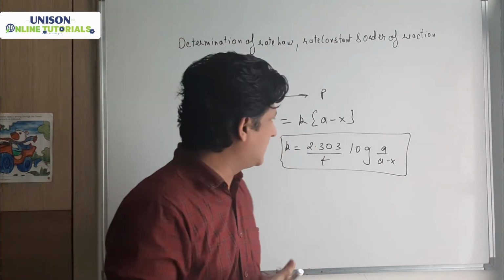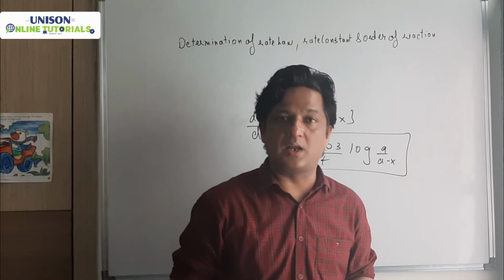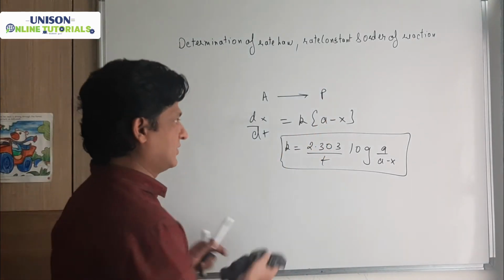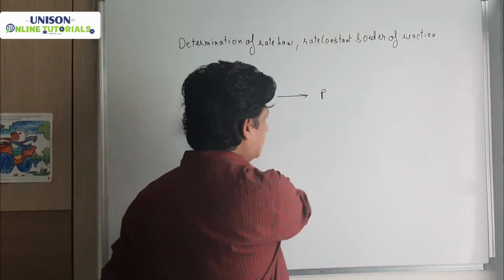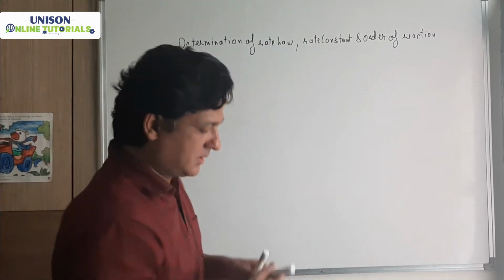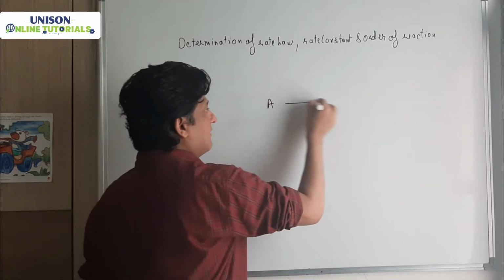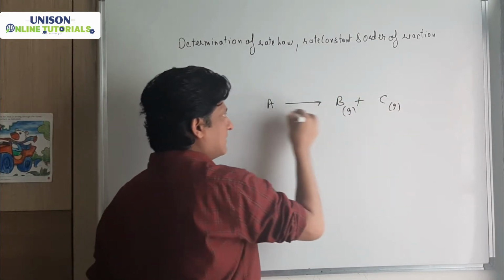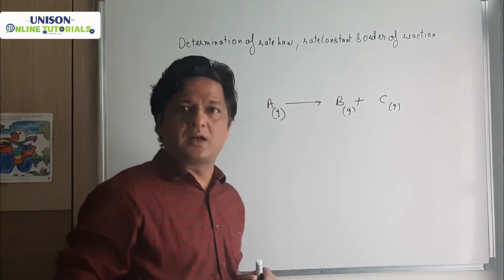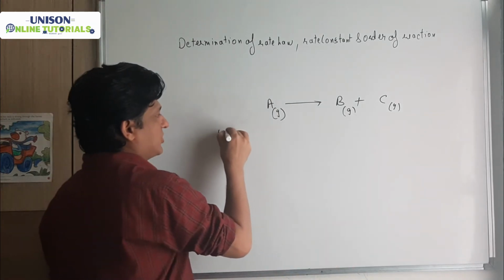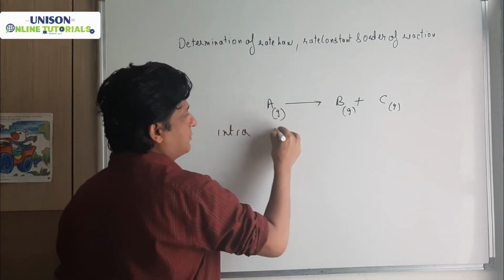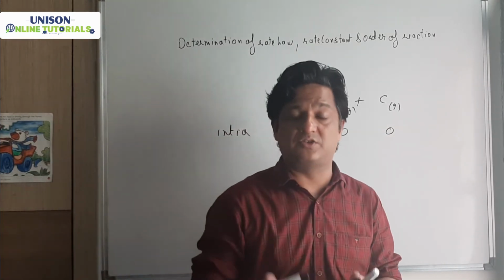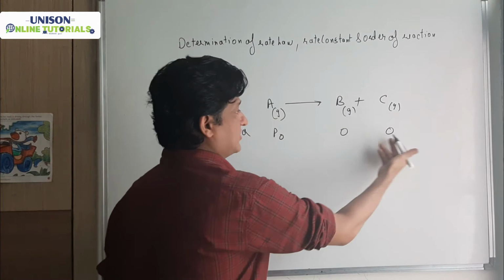In today's class we will do the integrated rate law for first order for gas phase reactions. So just look at the board. We take a reaction, A gives rise to B plus C. This is gas, this is gas, this is gas. Clear? Let's suppose the initial pressure of A is P naught. Here it is 0 because the reaction has not started.